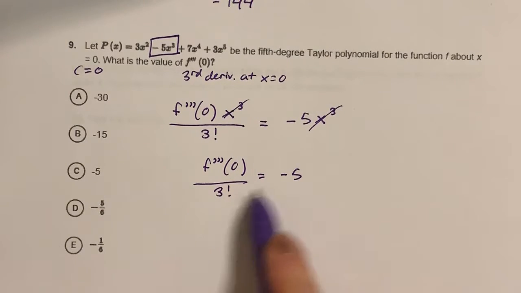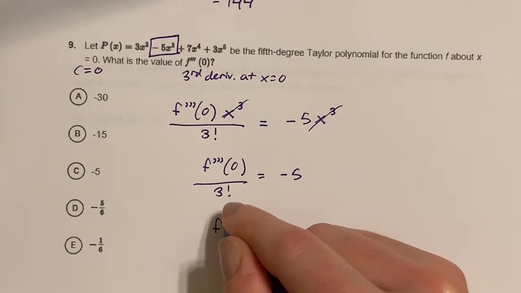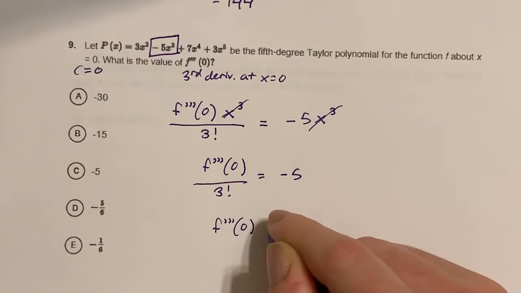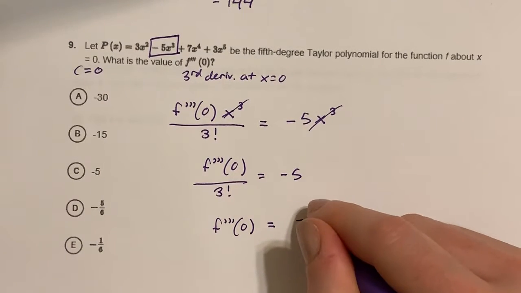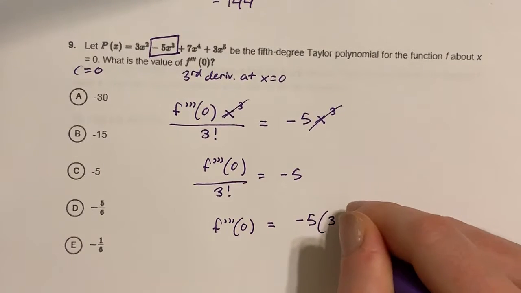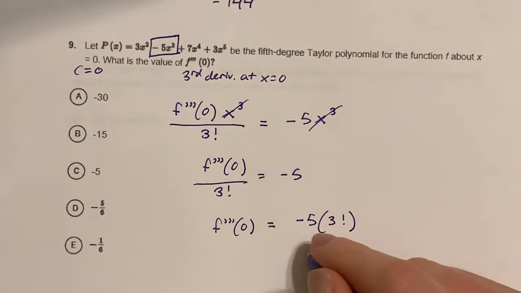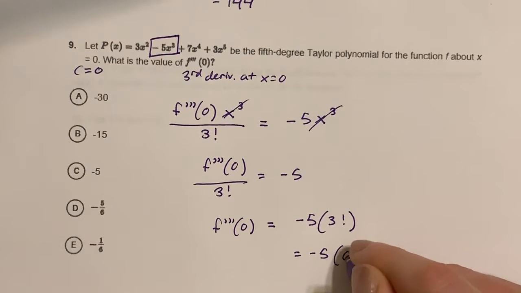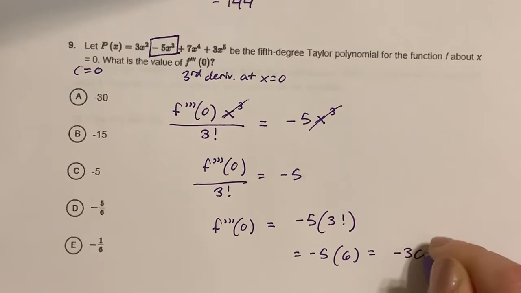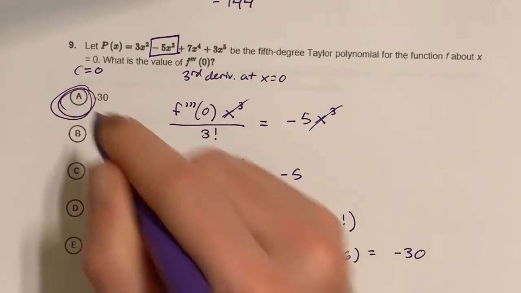So now I'm going to multiply both sides by 3 factorial and get that the third derivative at 0 must have been negative 5 times 3 factorial, which is negative 5 times 6, which is negative 30, or answer choice A.